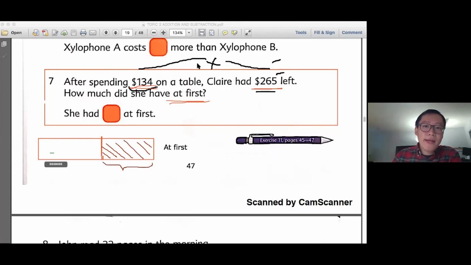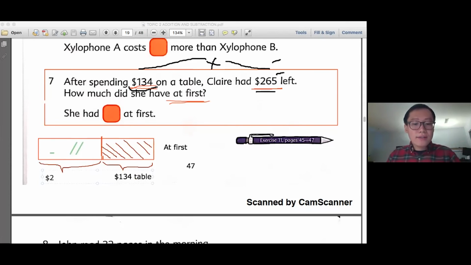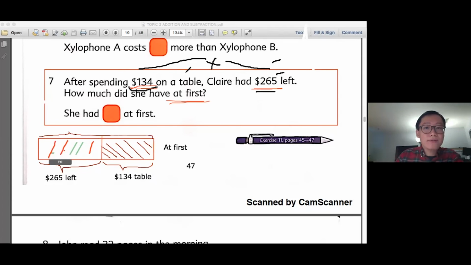Okay. So let's denote that. That's 134 for table. Then the leftover white area will be how much she has left, right? So the white area will just be how much she has left. According to the question, she has $265 left, right? Okay. And the whole bar is how much she had at first.